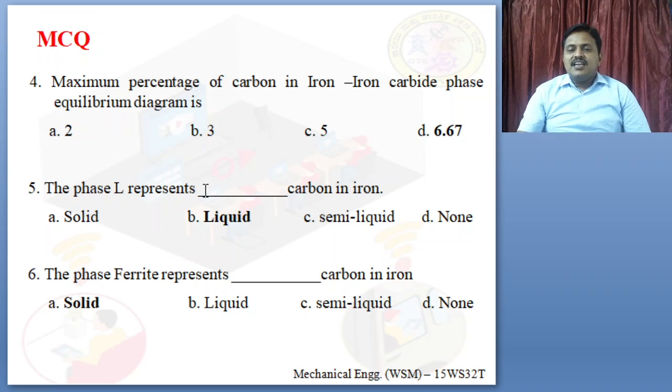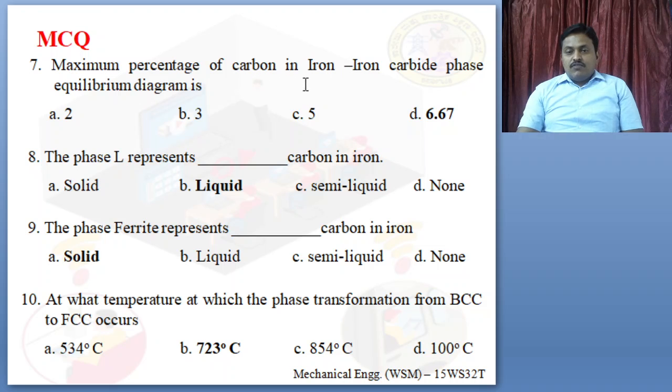The phase L represents dash carbon in iron. What is this phase called? L stands for liquid or liquidus. The phase ferrite represents dash carbon in iron. It is a solid. Liquid is L, semi-liquid is gamma. So this is what is known as the solid phase.